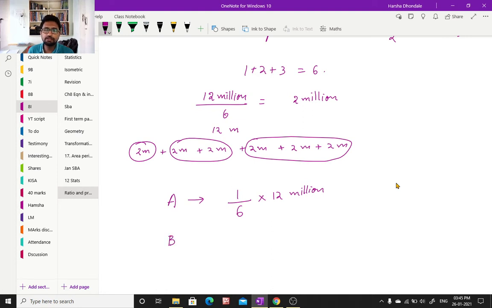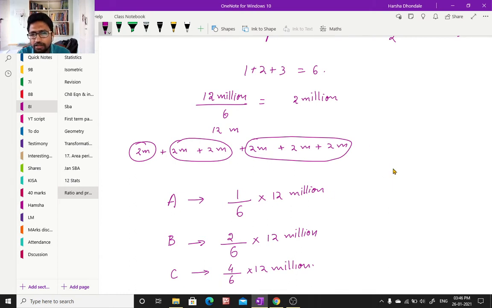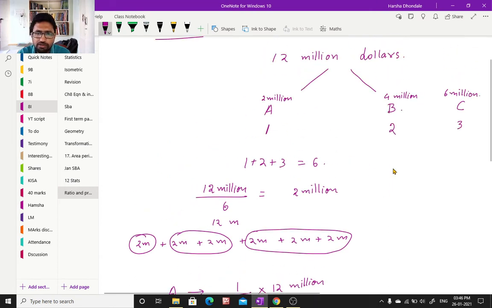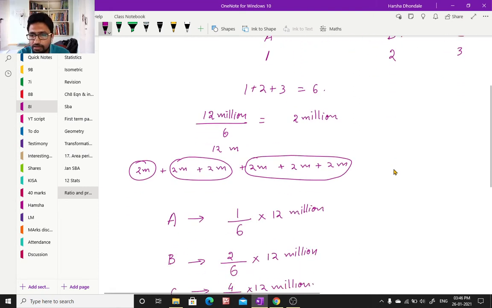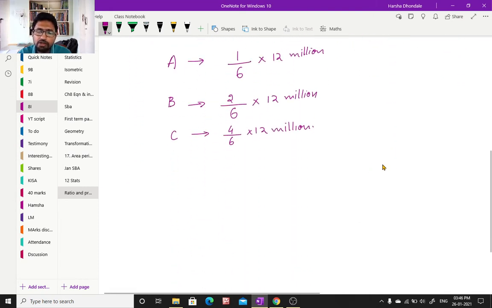Then B gets 2 parts of the 6 parts of the 12 million. And then C gets 4 parts of the 6 parts of the 12 million. So you can calculate like this, and eventually you get the same answer. A gets 2 million, B gets 4 million, and C gets 6 million. So this is ratio. Now let's try to understand what is proportion.